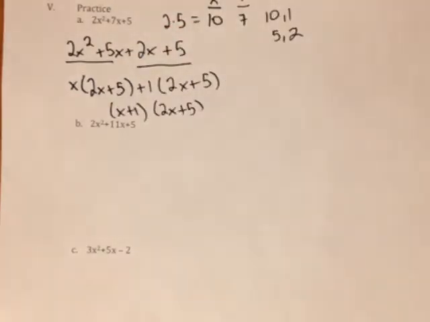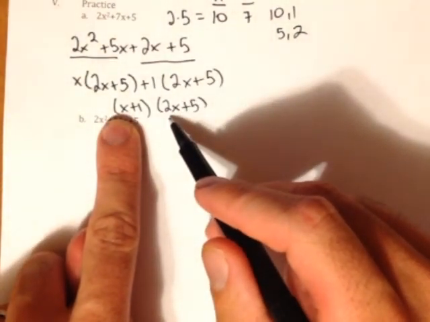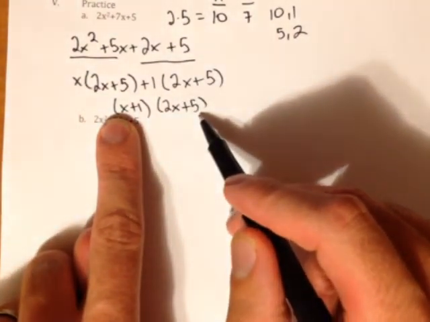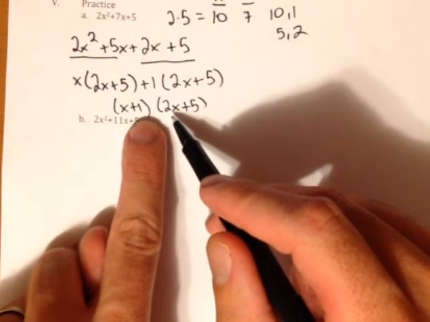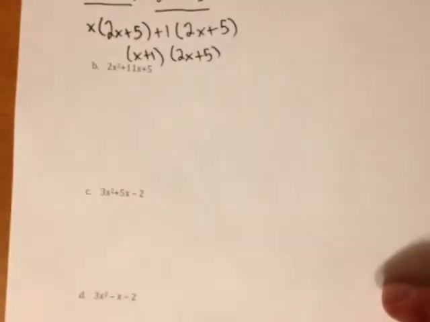Woohoo! And again, we could go back and check our work. x times 2x is 2x squared. I get a 5x and a 2x. That makes 7x. And I get a 5 at the end. Works great. Okay, try the next 4.